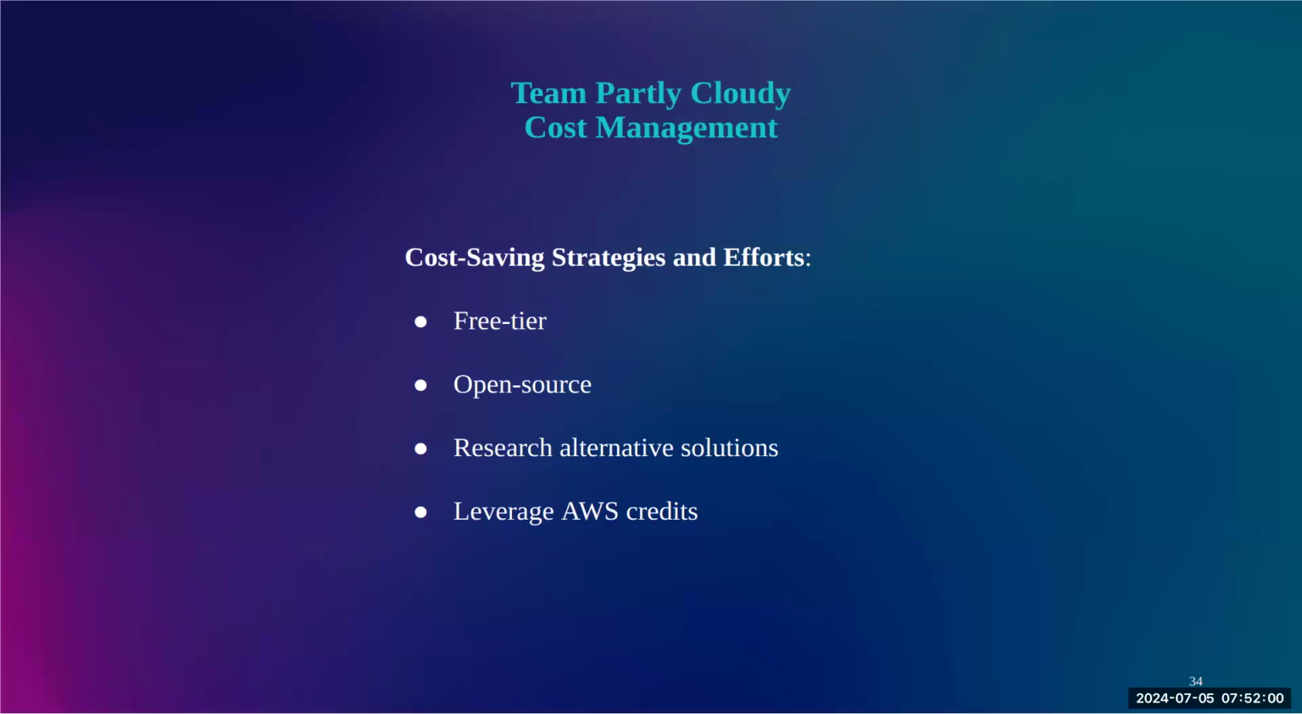And again, for cost management, we leveraged the free tier within AWS and open source tools. We researched alternative solutions, for example, how do we close port 22 SSH and still be able to interact with our instance? And then we leveraged AWS credits. Shout out to Don for hooking us up with the $25 AWS credits that we found at the AWS Summit in DC last week. So we were able to implement that into our account as well.